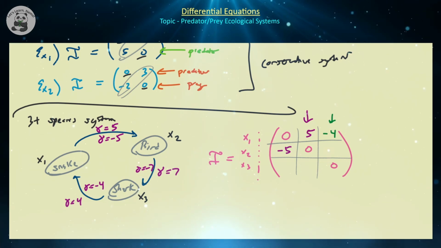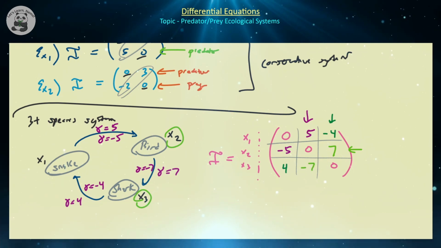That means this must be equal to 4, and that must be equal to positive 4. And then over here, what do we have? So that's the interaction between 2 with 3, right? So bird with shark. Does bird help shark, or does bird get hurt by shark in this particular case? So x2 benefits from shark because bird eats shark under the assumptions, under the interaction gamma is equal to, what is this, 5, 4, and 7, so that should be equal to 7, and that should be equal to -7.